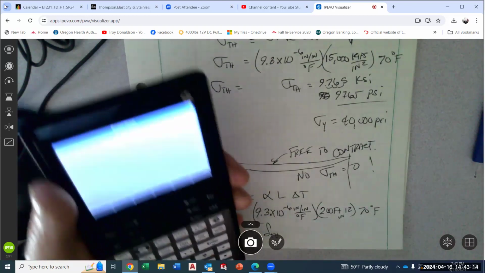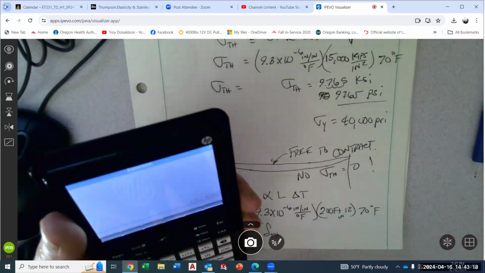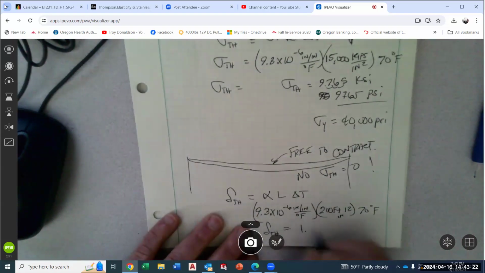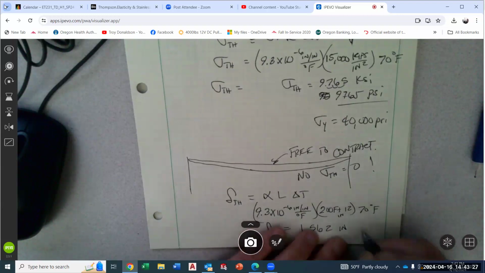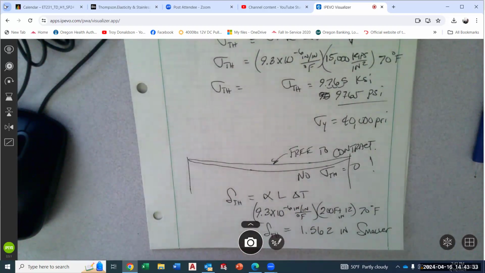Oh, you really can't see it. Oh, there you can kind of see it. 1.562 inches. 1.562 inches smaller. So if we have that much sag in 200 feet, then we will not produce thermal stresses.